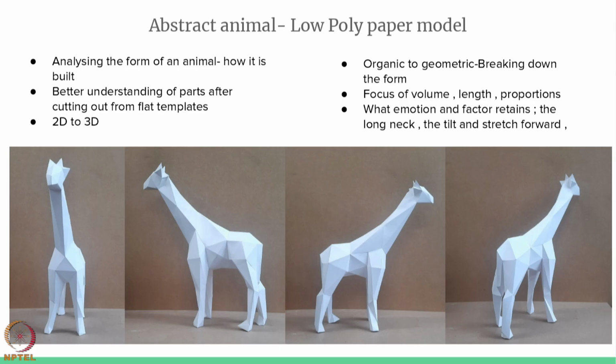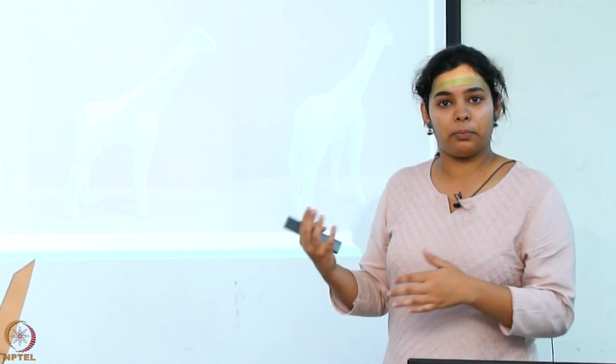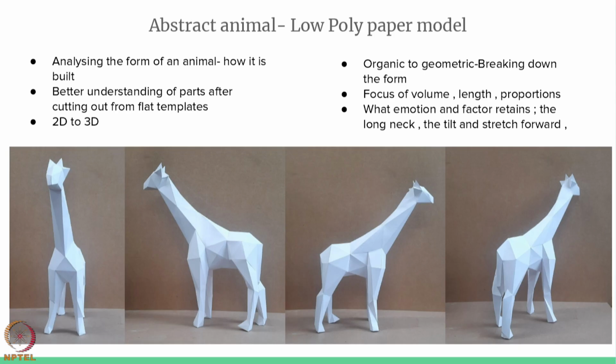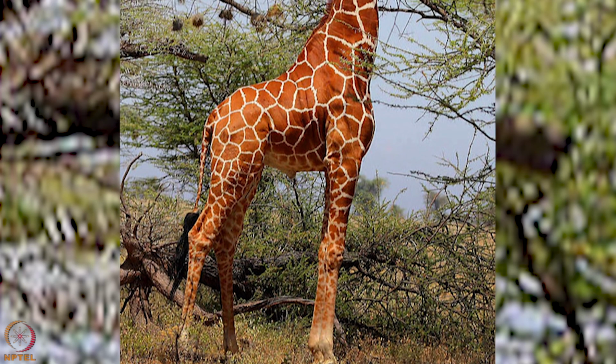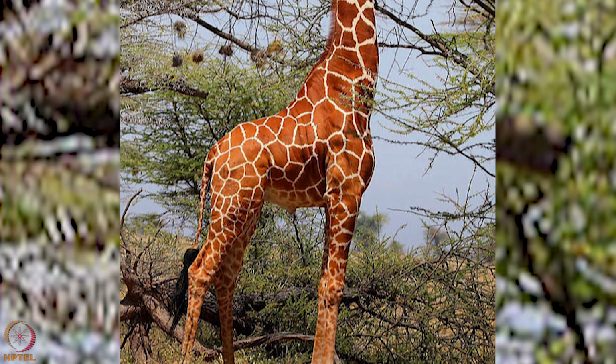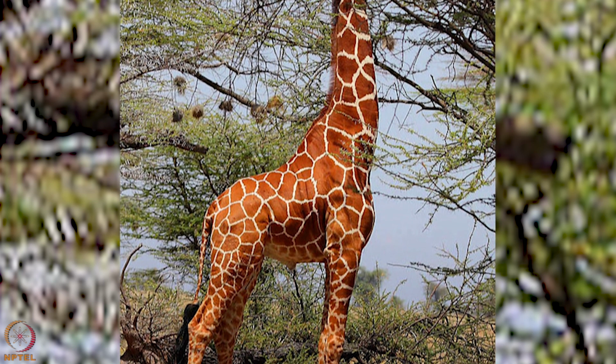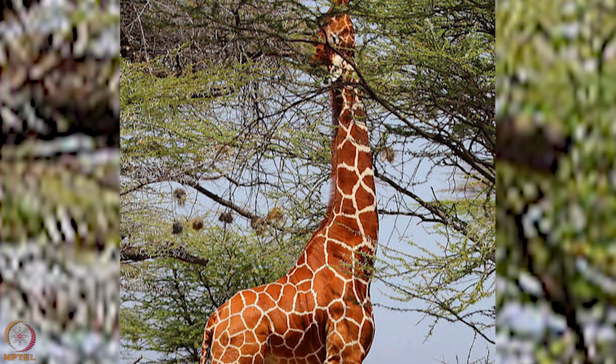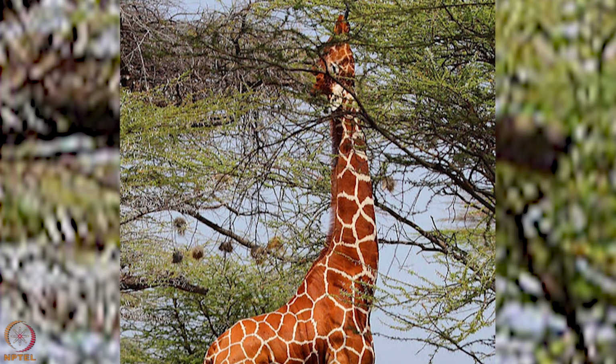The next assignment was the abstraction of an animal. So we started by making a low poly model from paper of the animal. I chose giraffe, and I had to analyze the form of a giraffe. A giraffe is basically tall, tawny, with long legs and a long neck. So I had to focus on what element of the giraffe I wanted to capture.